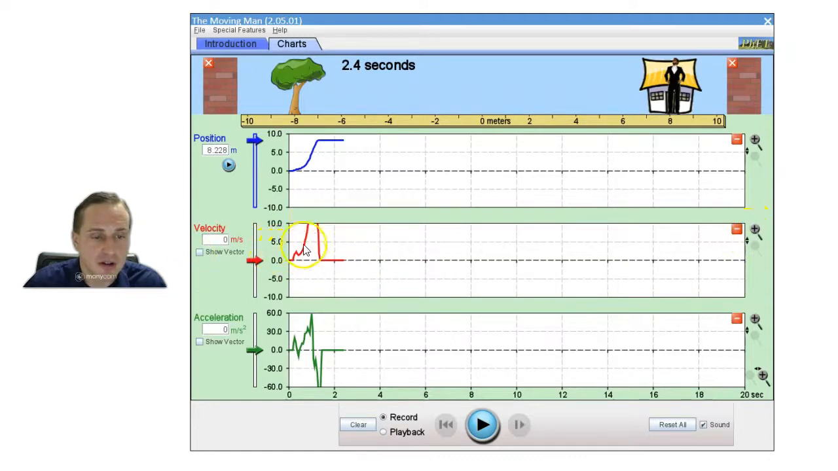Okay, so it's well beyond 10 meters per second or so. Look at the acceleration. Notice the acceleration was positive at first, but then when the man slowed down, it was negative. And notice that basically it's very hard to maintain an exactly constant acceleration.